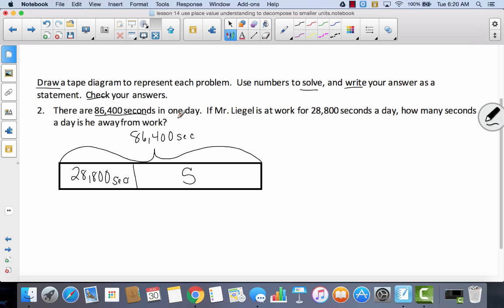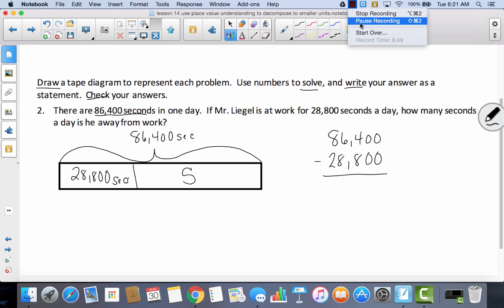So if I have the whole and I have a part and I'm trying to find the other part, what do I need to do to find the missing part? In this case, I need to subtract. So this is where we're going to use numbers to solve. So I've got 86,400 seconds minus 28,800 seconds. I want you to see if you can go ahead and solve this problem, write your answer as a statement, and check your answer, and then let's come back and check together.